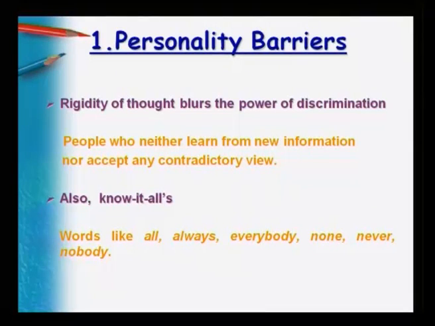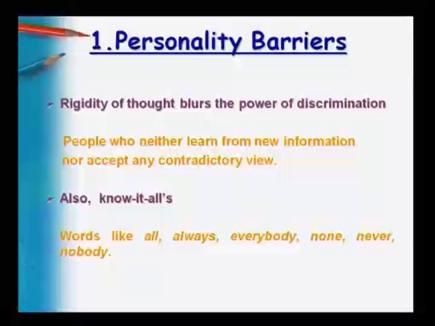Rigid people neither learn from new information nor accept any contradictory view. What do these people do when they are rigid? When you go and tell them something, they will always say, oh, that is not acceptable, that is not the way it should be done, I cannot accept this, I do not believe this, I do not consider this to be of a standard one. So, rigidity of thinking, especially if it is a contradictory view, they will not accept it at all.